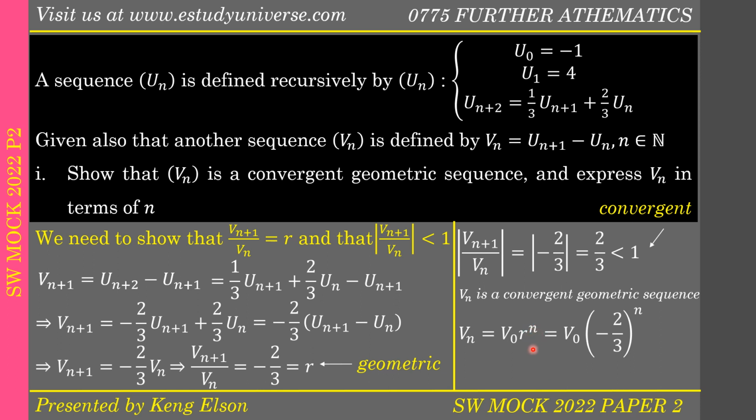Okay, if you check previous videos on recursive sequences, I've explained this in detail. So vn is v0 r to the n, and what is r? r is negative 2/3. What about v0? v0 is u1 minus u0 by replacing n with 0. u1 is 4 and u0 is negative 1. 4 minus negative 1 is 5. So it therefore means that our vn is 5 times negative 2/3 raised to the power n. So we have proven that it is a convergent geometric sequence, and we have found its general term.